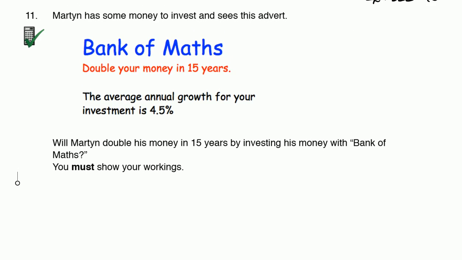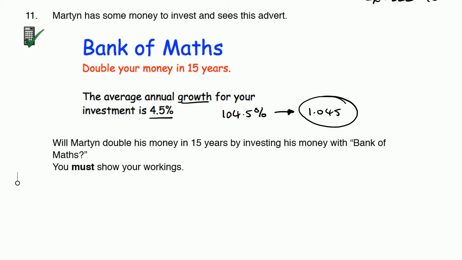Last question. Martin has some money to invest and sees this advert. Bank of Maths, double your money in 15 years. The average annual growth for your investment is 4.5%. So they're talking about growing by 4.5%. They're saying every year we're going to get 104.5% of what we had before, which of course if I apply the divide by 100 rule is 1.045. That's what I want to be multiplying by. Will Martin double his money in 15 years by investing his money with the Bank of Maths? You must show your workings.